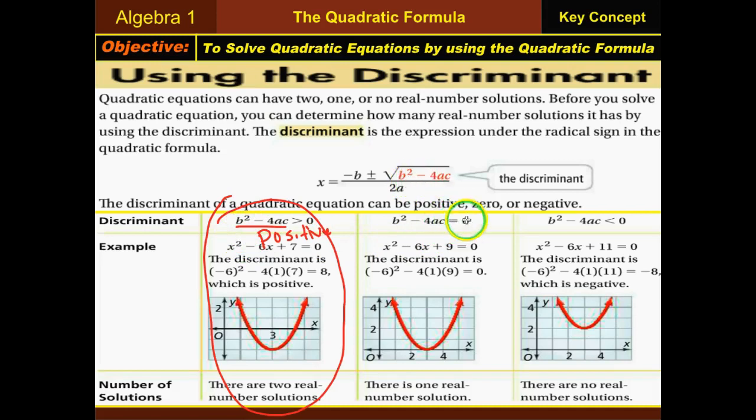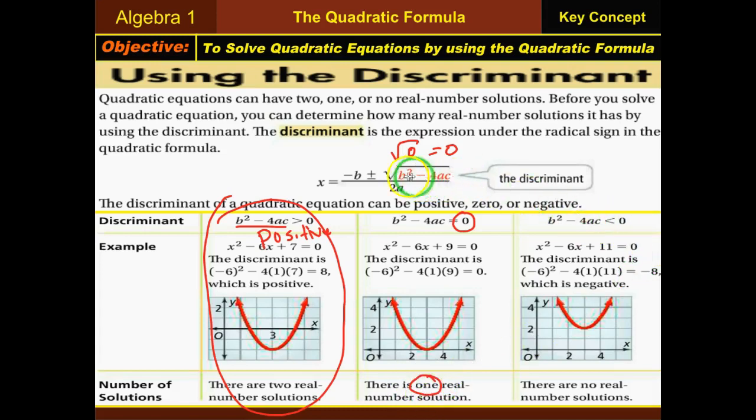If the discriminant was 0, then that means it doesn't matter whether we add or subtract it, right? Because the square root of 0 is 0. So if you add 0 and subtract 0, it doesn't make a difference. So that's why we have one real solution.